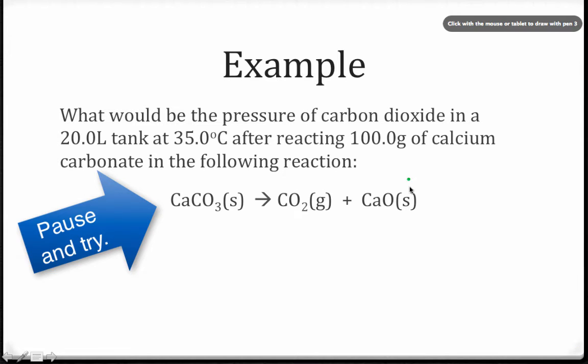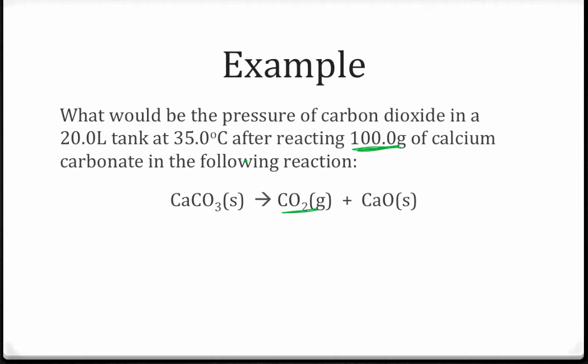In this situation, I would start with the calcium carbonate, figure out how many moles of carbon dioxide are made in the reaction, and then use this data and PV equals nRT to calculate the pressure of that carbon dioxide in the tank. By the way, I know we don't see any coefficients here. This reaction is already balanced and ready to go. Again, pause the video, give this problem a try. We'll go over the answer in a minute.